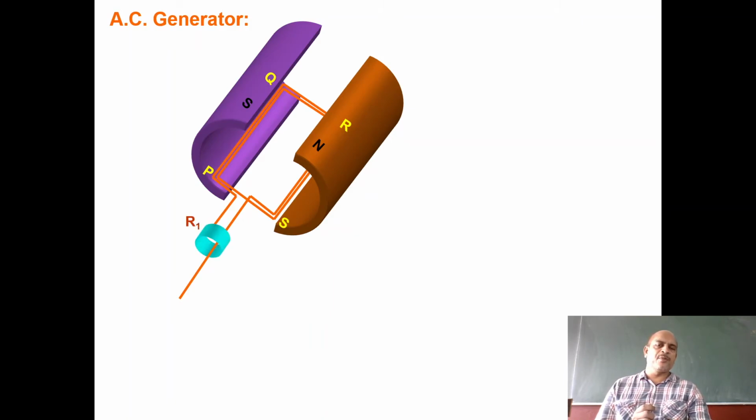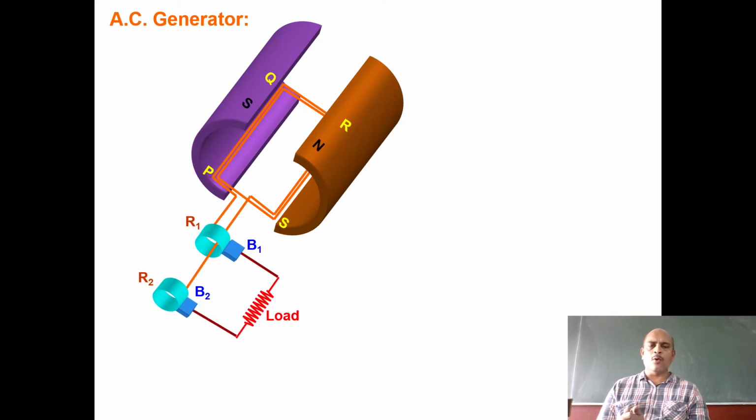Generator means it generates, but we can say nothing is generated. Energy can neither be created nor destroyed. So it transforms from one form to another. The AC generator converts mechanical energy to electrical energy.